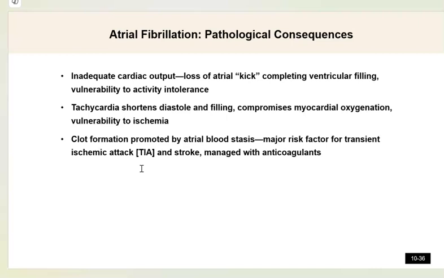The tachycardia shortens diastole and filling, so that now compromises myocardial oxygenation and vulnerability to ischemia. So now we also don't have good cardiac oxygenation to the muscle. And then we know that you can have atrial blood stasis, which is the major risk factor for TIA or stroke, and so people are often managed with anticoagulation. Or now we have the procedure like the Watchman.